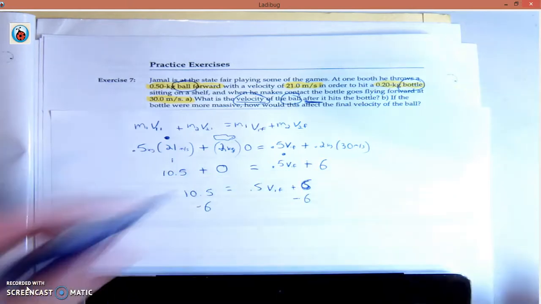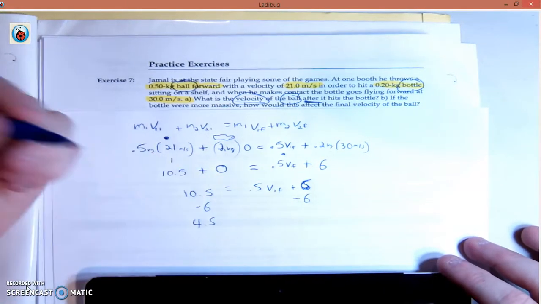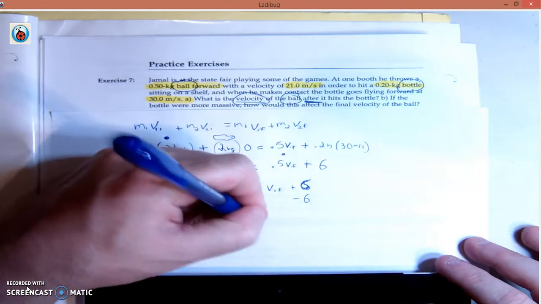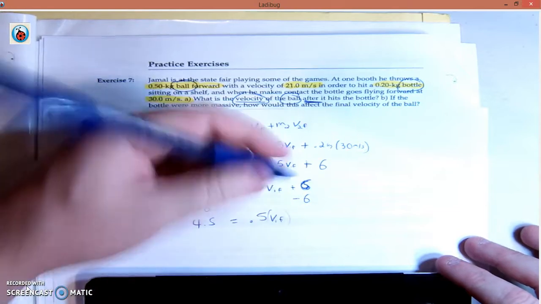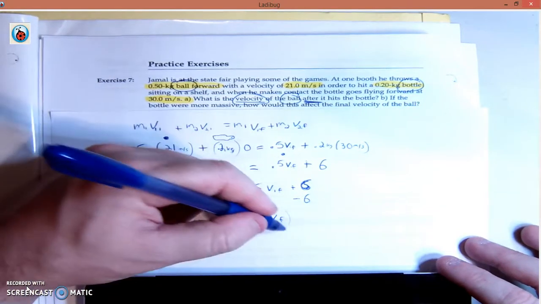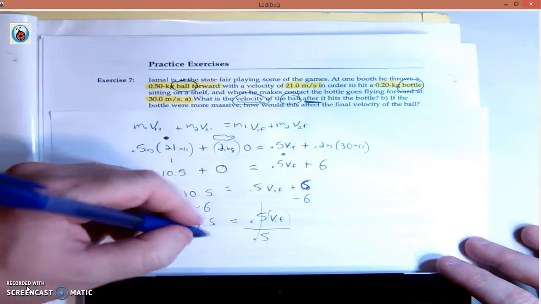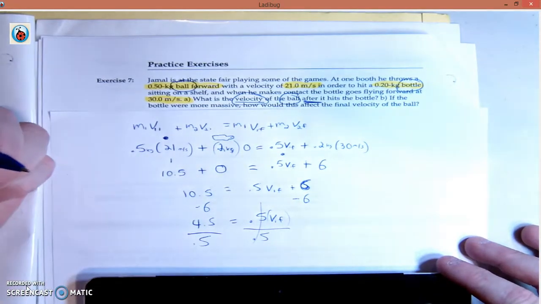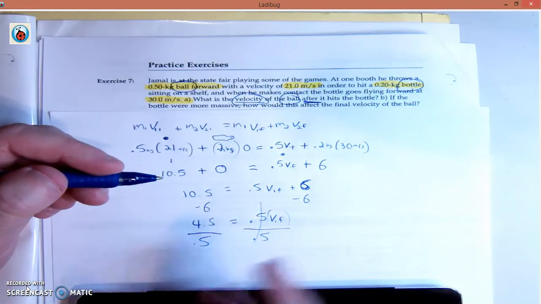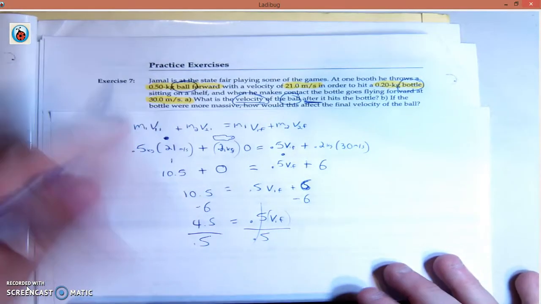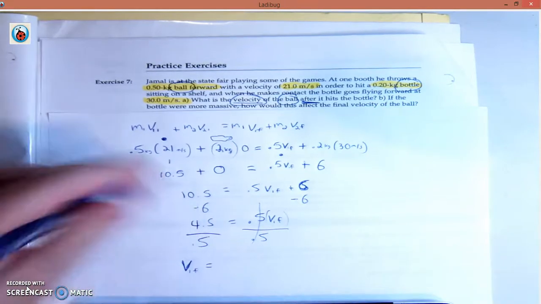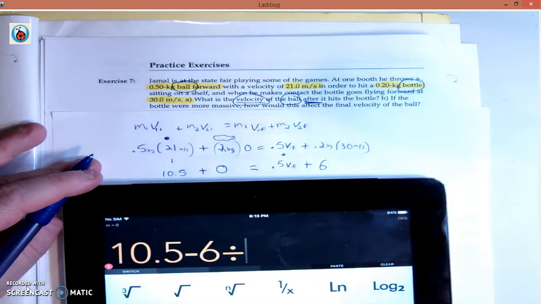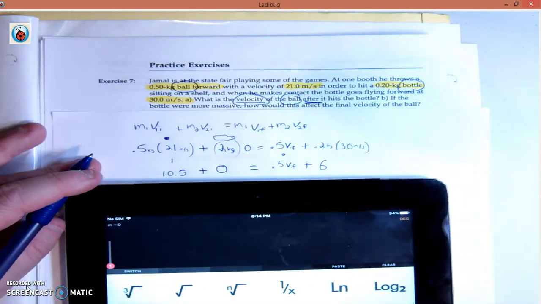4.5. Awesome. So 4.5, we still see, equals 0.5 times the first object's final velocity. Now, how do we do this? Remember we divided out, right? So divide by 0.5, gone. Divide by 0.5. So I'm going to flip it, right? Just because I like the letter to be on the left. So the first object's final velocity equals 4.5 divided by 0.5.